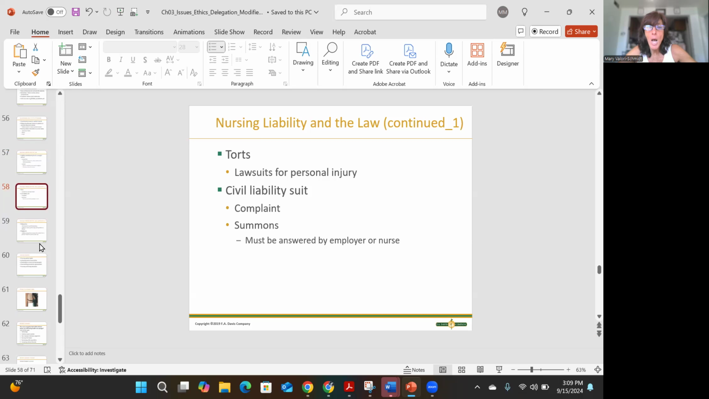Speaking of suits, healthcare workers can get sued. It happens. We have tort laws. That's lawsuits for personal injury, medical malpractice, right? Civil liability suit. When you're working for an employer, they have liability insurance to cover their employees. So if you're a full-time employee, W-2 employee, if you are an I-9 employee, in other words, if you work and they don't take taxes out of your check, like agency work, you really should have some liability insurance of your own. NSO, Nurses Service Organization, is where I used to get my insurance. They're pretty cheap. Something to think about.